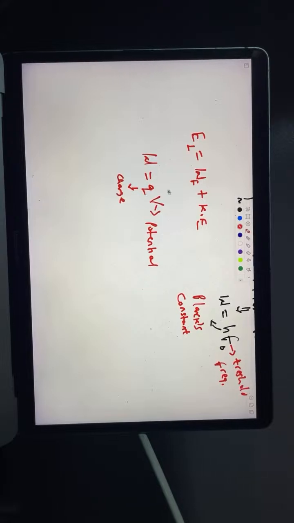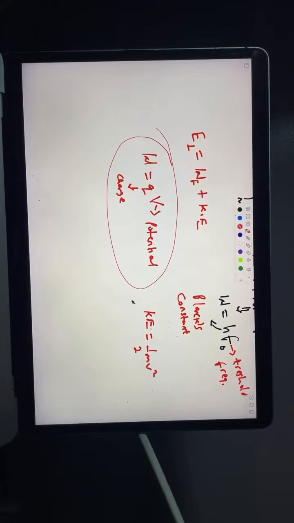So all of this QV will now be converted to kinetic energy. This is a case of conservation of energy. Energy cannot be created nor destroyed, but it can be changed from one form to another. So all the QV will now change to kinetic energy, half m v squared. Don't forget, the velocity there is the small v.